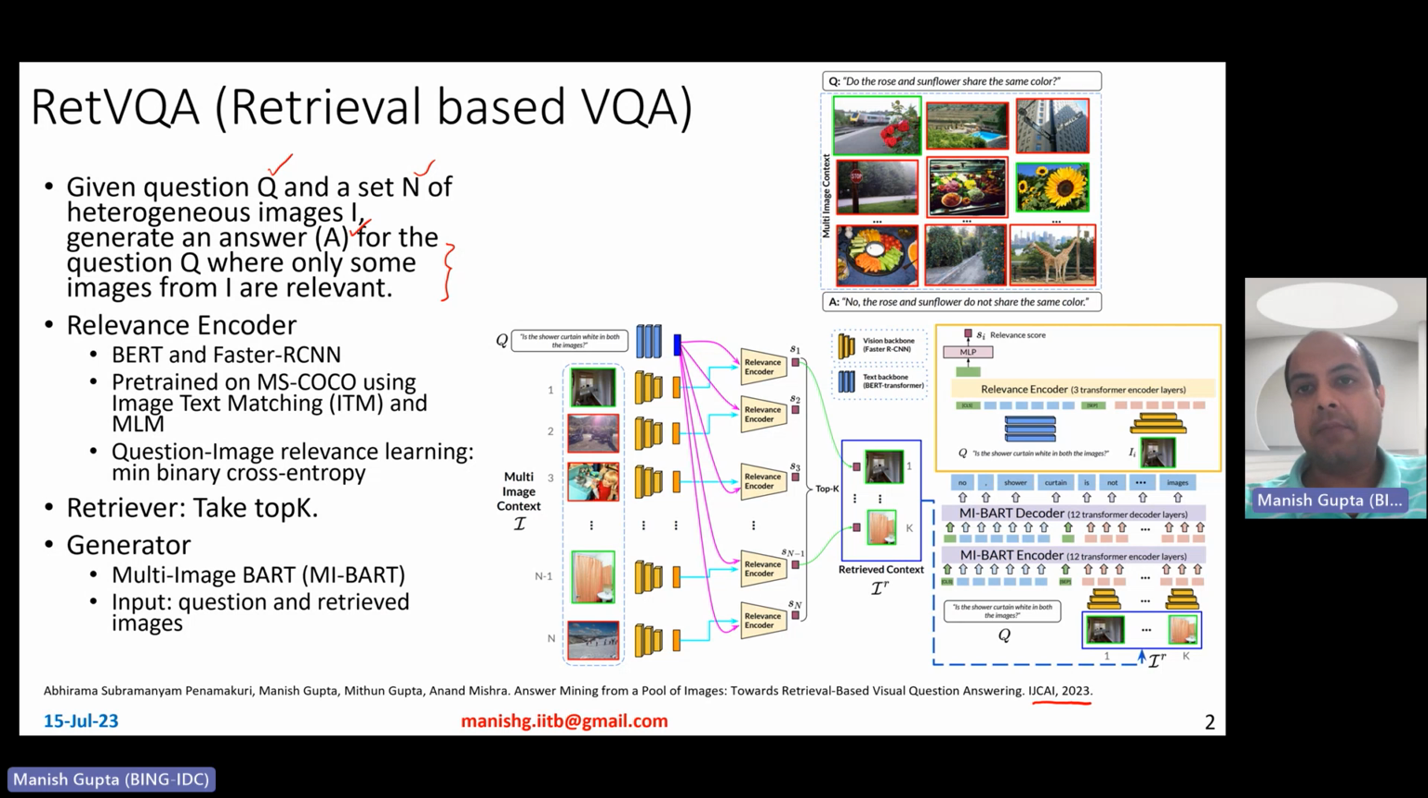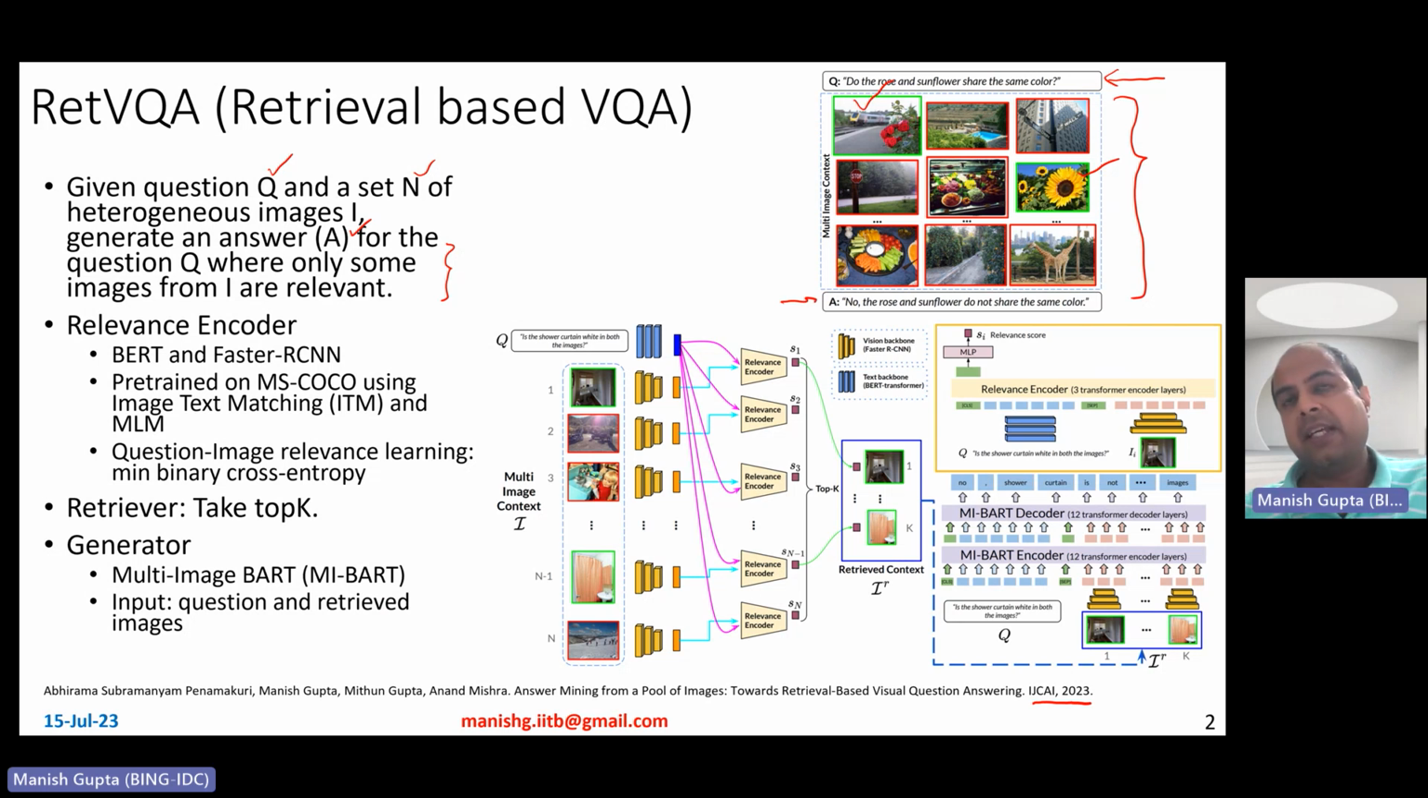Okay. Here is an example. Do the rose and sunflower share the same color? And then, while roses can be of different colors and so on, you must answer the question based on the collection of images which is supplied to you. Here are 9 images which are supplied to you. And therefore, the system must first understand that this image contains roses, this one contains sunflower, and these are the two it must use so as to be able to generate the right answer that no, the rose and sunflower do not share the same color.